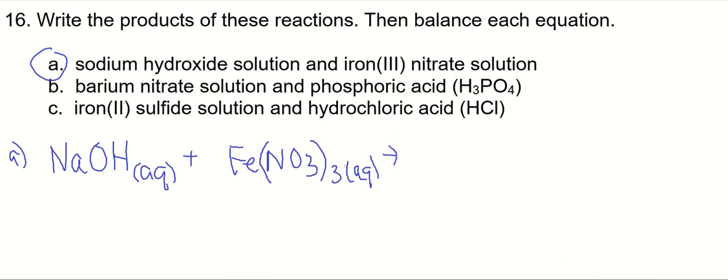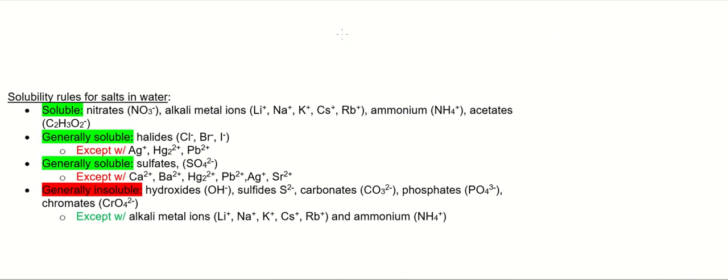No activity series to check in double replacement. You're simply switching the cations. So sodium is now going to be partnered up with nitrate, and that's going to be NaNO3. That's aqueous. All nitrates are soluble. Check your solubility chart right there. All nitrates are soluble.